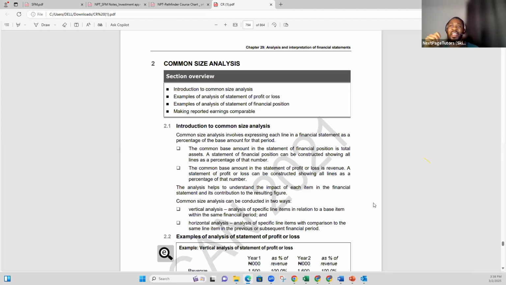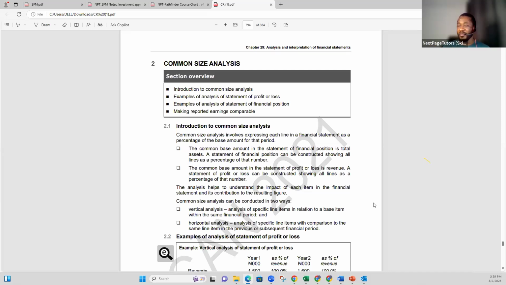Take a look at it again. It says a common size analysis involves expressing each line in a financial statement as a percentage of the base amount for that period. So that means there is a base amount. When you identify that base item, you will express every other item in that financial statement as a percentage of that number, right? The common base amount in the statement of financial position is total assets, and then you can express every other item as a percentage of total assets.